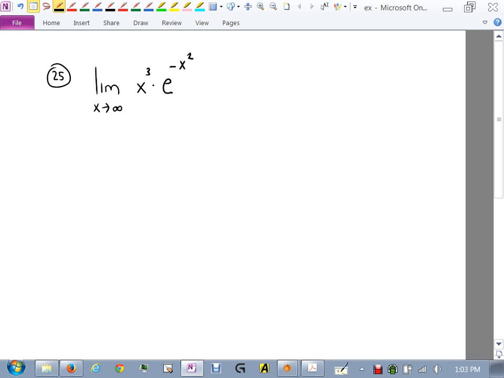Okay, so what we have here is a form where x cubed goes to infinity times e to the negative infinity. What is that? Right, because this negative is outside, you square first. So infinity squared is infinity. E to the negative infinity.